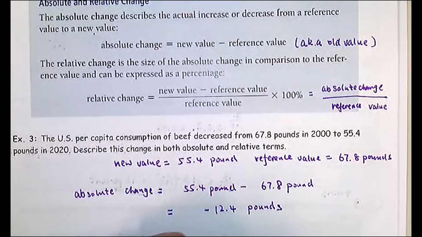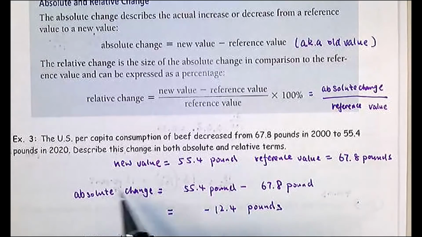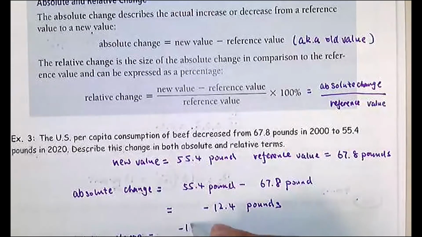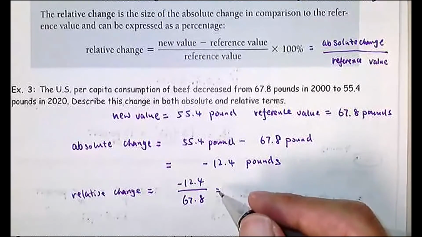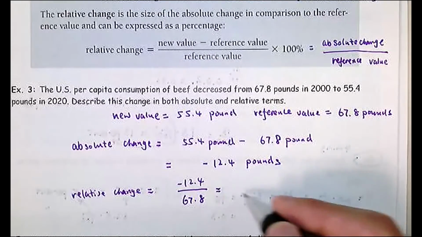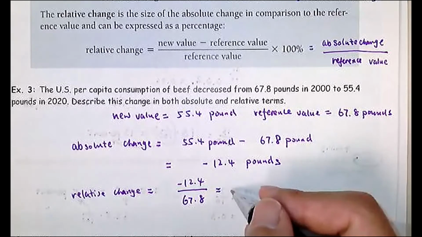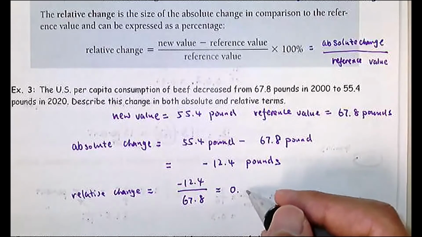Relative change. The absolute change divided by the reference. Negative 12.4 divided by the reference, which is 67.8. Again, I need somebody to do a calculation for me. 0.18. Can you repeat? 0.18. Very good.